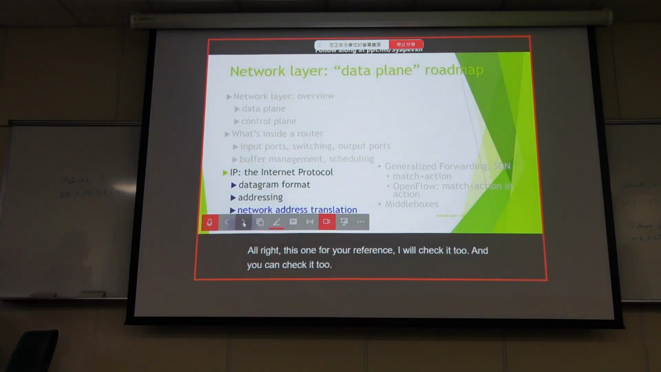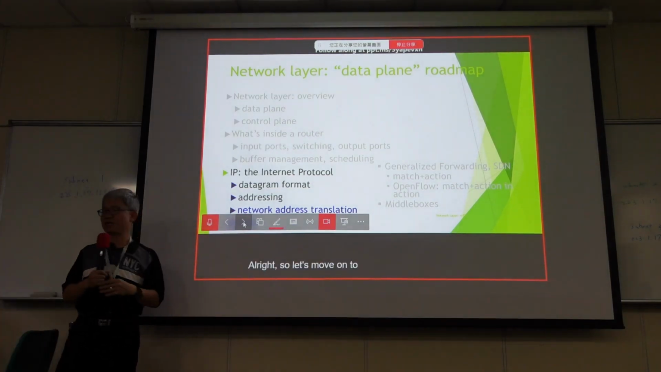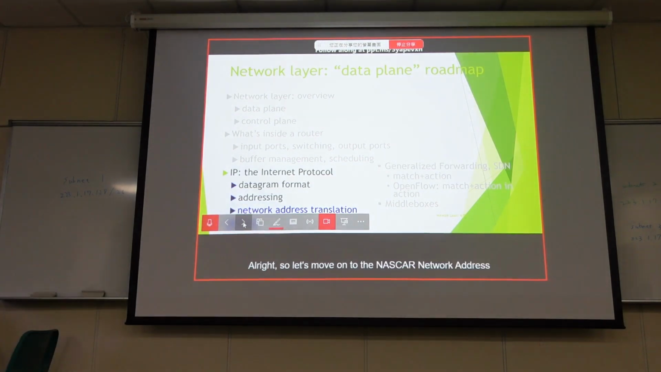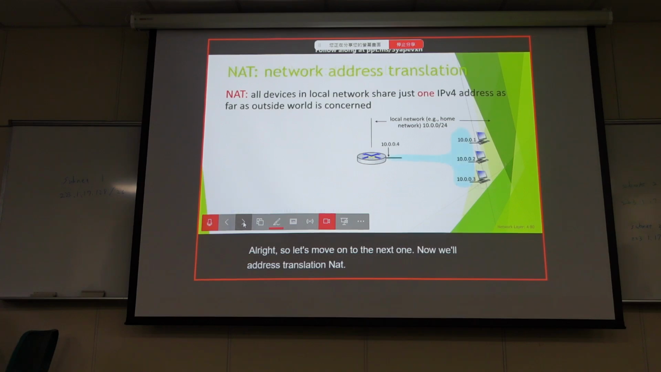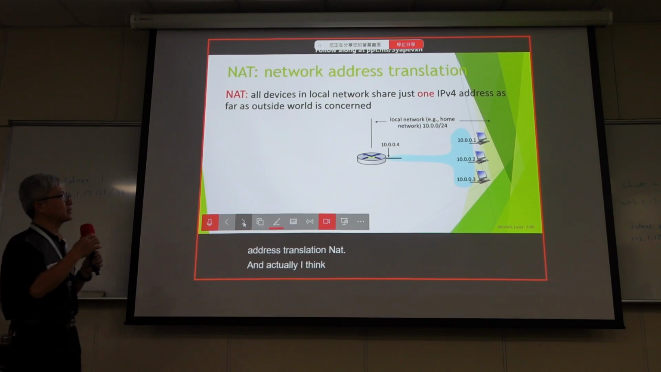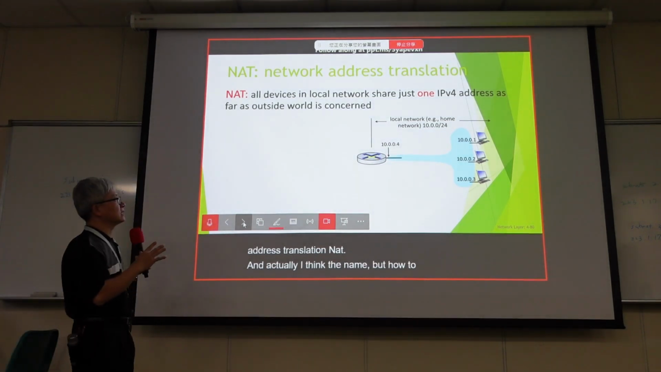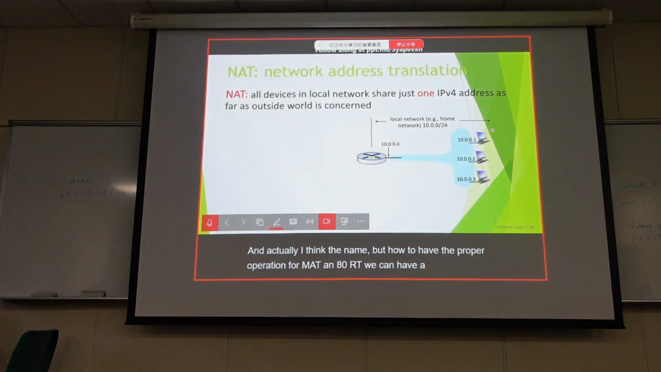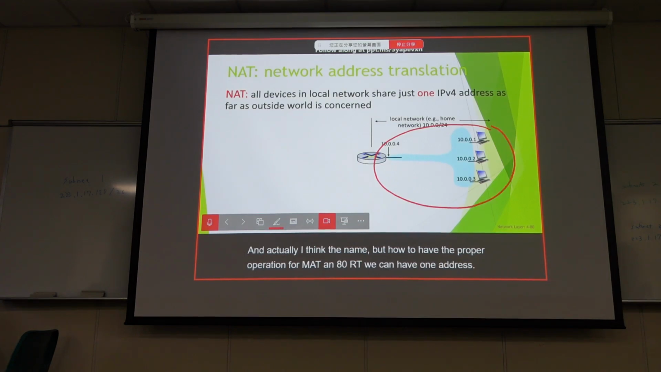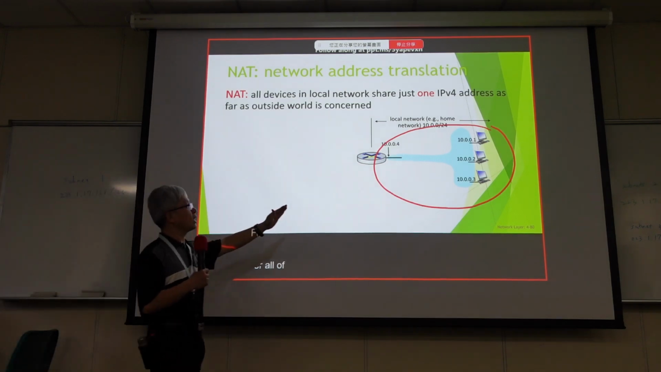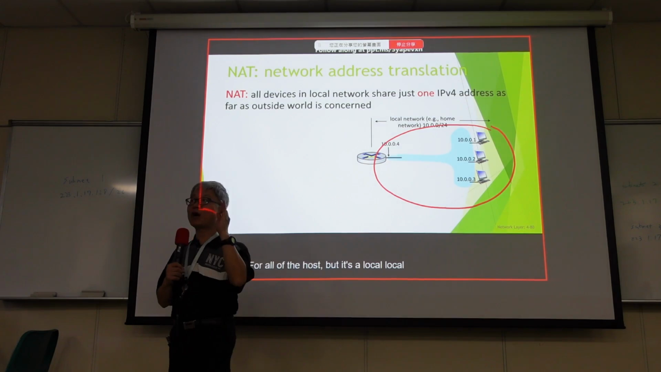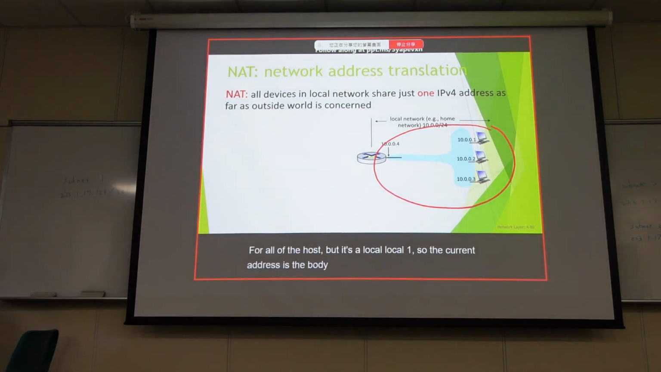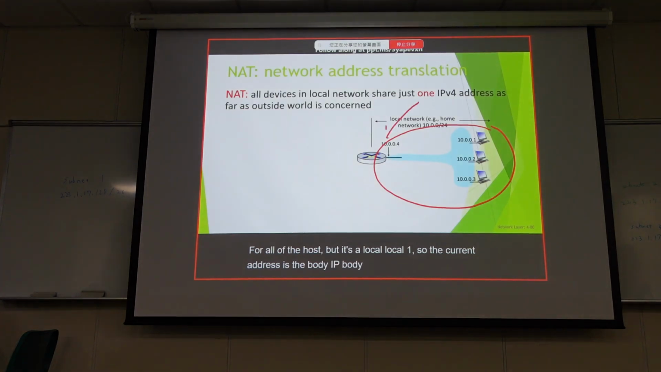So let us move on to the next one. Network Address Translation, NAT. I think you know the name, but how does NAT operate properly? With NAT, we can have one address for all of the hosts, but it's a local one. So the current address is the private IP. You can check the possible private IP ranges.